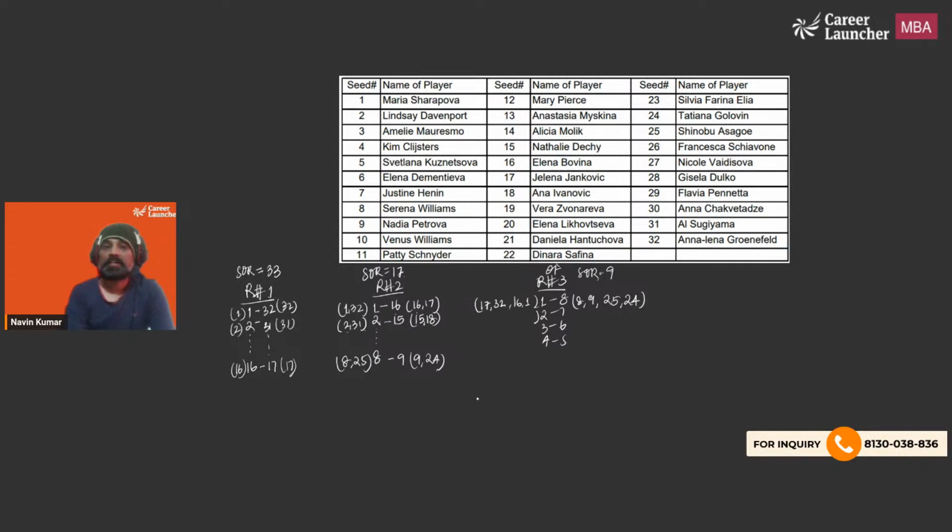2 pe agar likhna hai, so it's going to be 2 for sure. Then 2 plus what is 17? It's 15. 2 plus what is 33? It's 31. 15 plus what is 33? It's 18. 7 pe? It's going to be 7 for sure. Now 7 plus what is 17? It's 10. 7 plus what is 33? So it's going to be 26.